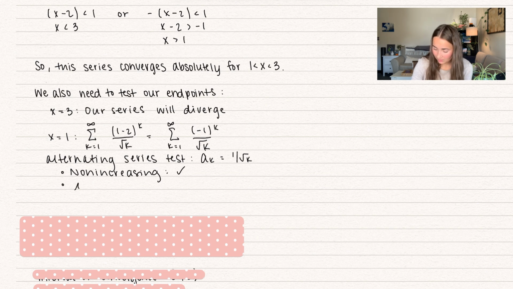We also want to check the limit as k approaches infinity of our a sub k. So if I plug that in, we get 1 over the square root of k, and we want this to equal 0. We can see that as we plug in larger and larger values, this is going to converge to 0. So because this is non-increasing and the limit goes to 0, we know that this is going to converge.